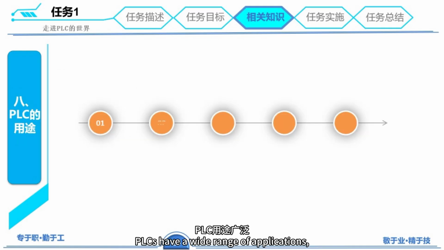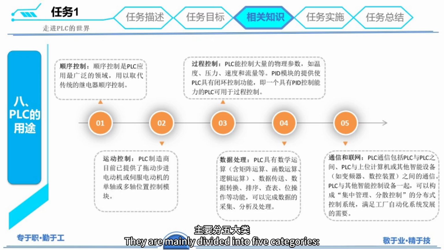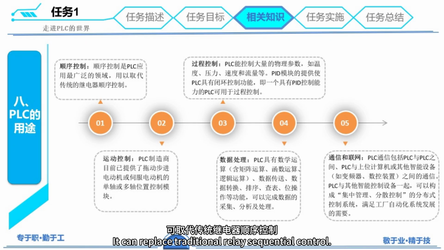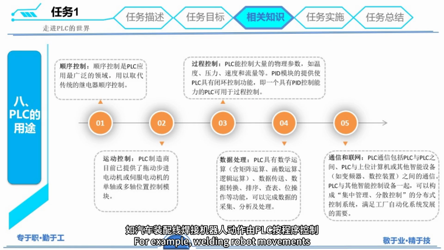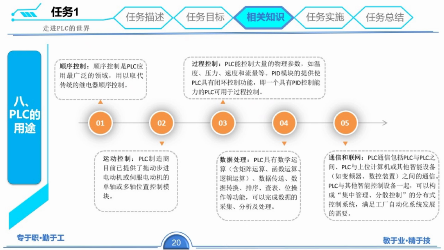PLCs have a wide range of applications, covering almost all industrial fields. They are mainly divided into 5 categories. First, sequential control. This is a classic application. It can replace traditional relay sequential control. For example, welding robot movements on an automotive assembly line are controlled by a PLC according to the program, ensuring accurate production rhythm.